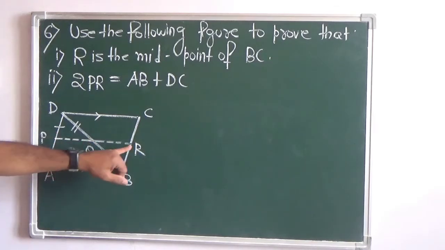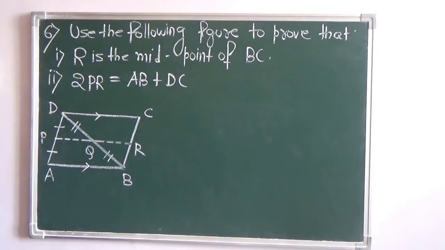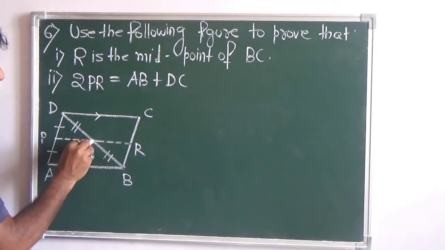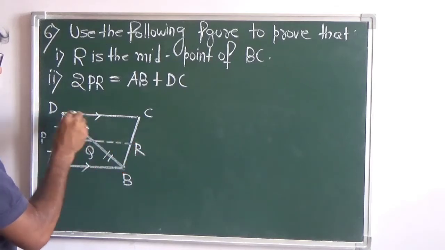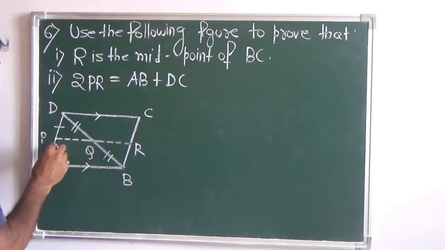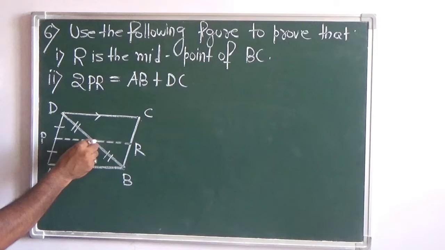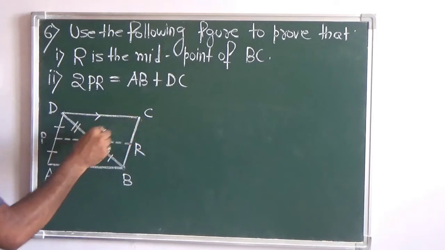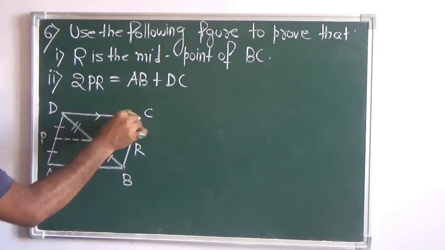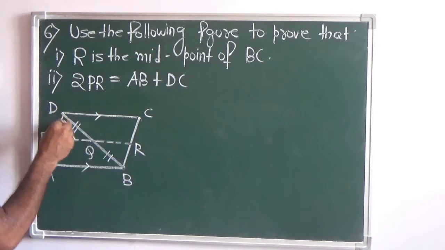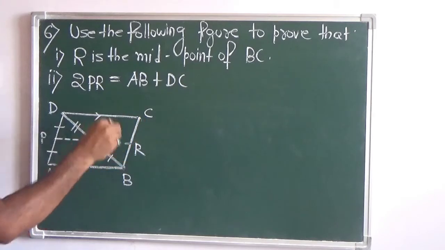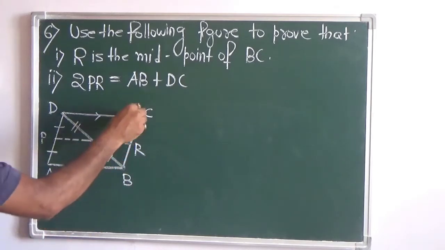Now we have to prove that R is the midpoint of BC. Now if you look at this triangle BCD, Q is the midpoint which is already given and QR is parallel to CD. Why? Because we have just now proved that PQ is parallel to AB and AB is parallel to DC. So QR is parallel to DC. So Q is the midpoint and QR is parallel to DC. So we can say that R is the midpoint of BC.